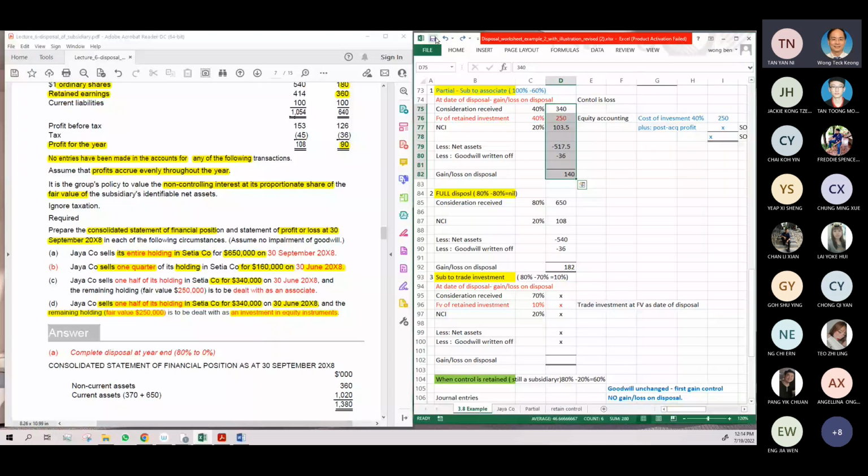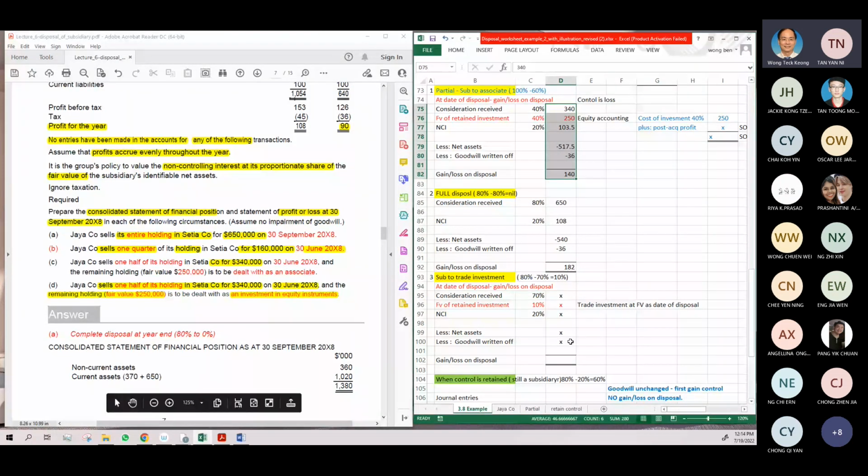So if this is treated as equity, easier. So you have original 80%. You sold off 40, you give 40, and inside is 40. So you sold off this for 340, 40%. So you keep the remaining fair value 250.